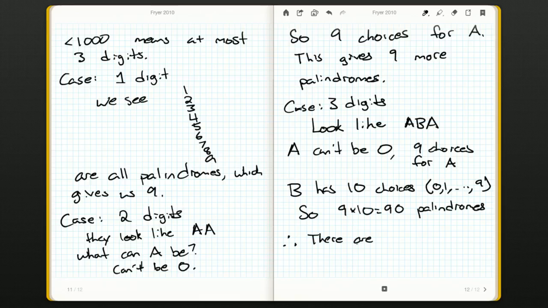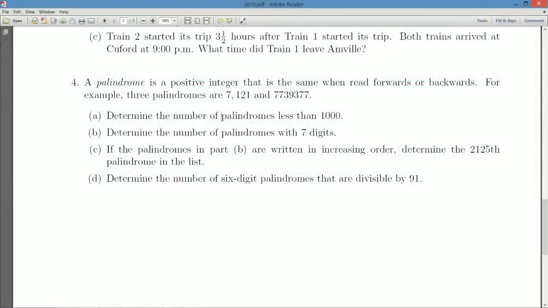And that's all the cases. We have 1 digit, 2 digits, or 3 digits. So 9 in the first case, 9 in the second case, 90 in the next case. So that gives us 108 palindromes less than 1,000. And we were asked for 1,000. Let's just double check. Otherwise, we'll have more cases to do, like 4 digits and 5 digits. Nope, less than 1,000. Okay, so that's A part. Got us accustomed to palindromes and counting them.